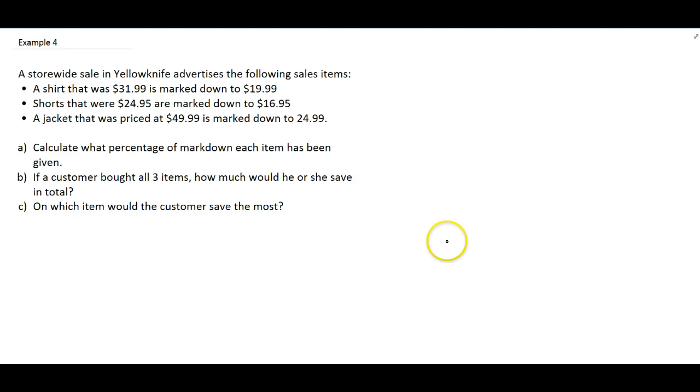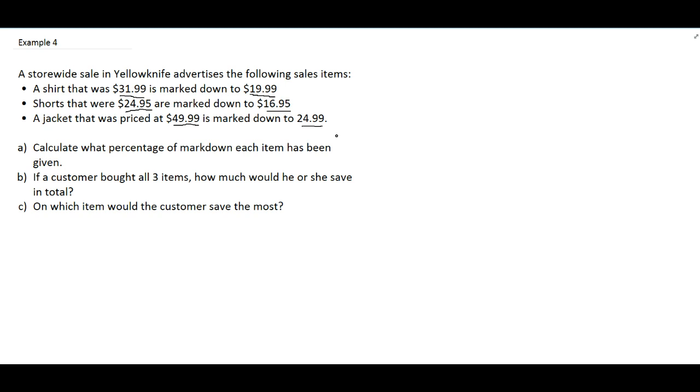Example number 4. We have a store-wide sale in Yellowknife, and it advertises the following sale items. A shirt that was $31.99 is marked down to $19.99, and shorts $24.95 are marked down to $16.95, and a jacket that was priced at $49.99 is now marked down to $24.99. We're going to ask to calculate what percentage of markdown was there on each item.